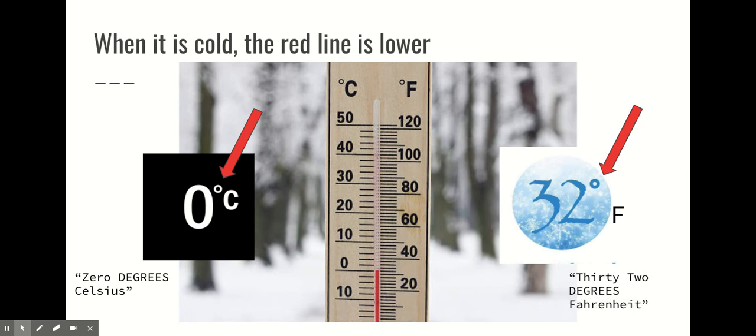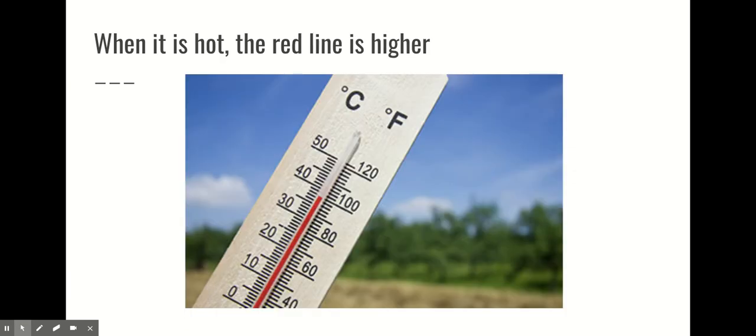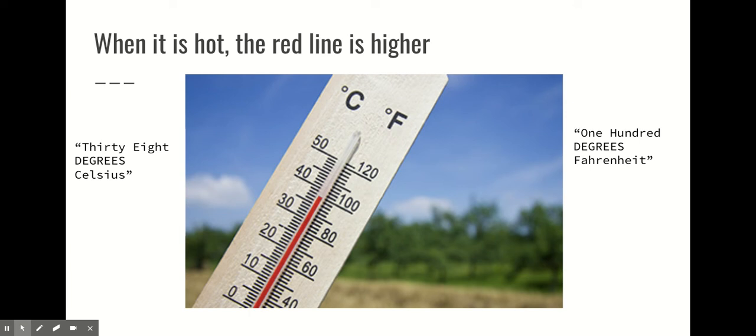It's really important to mention if it's Celsius or Fahrenheit because the scales are very different. If we just said 32 degrees, that would be very cold in Fahrenheit and pretty warm in Celsius. So we need to make sure we're clear. When it's hot, the red line gets higher. This thermometer is showing about 38 degrees Celsius, which is equivalent to about 100 degrees Fahrenheit.